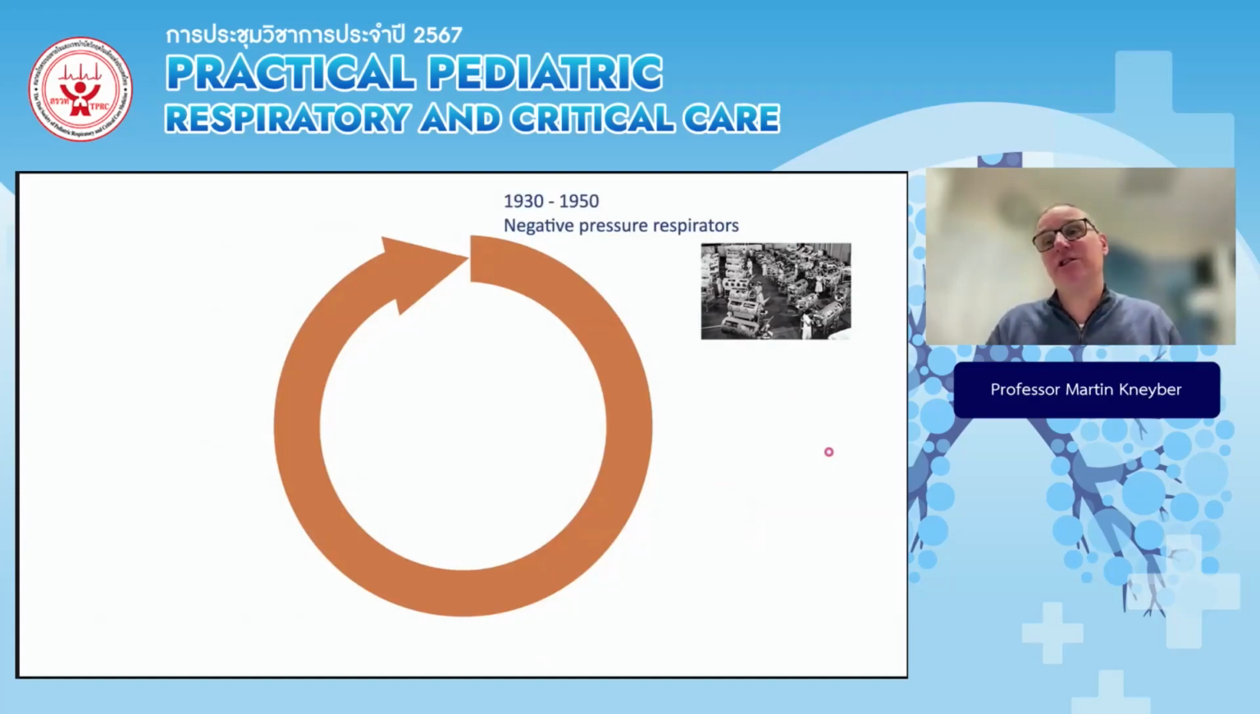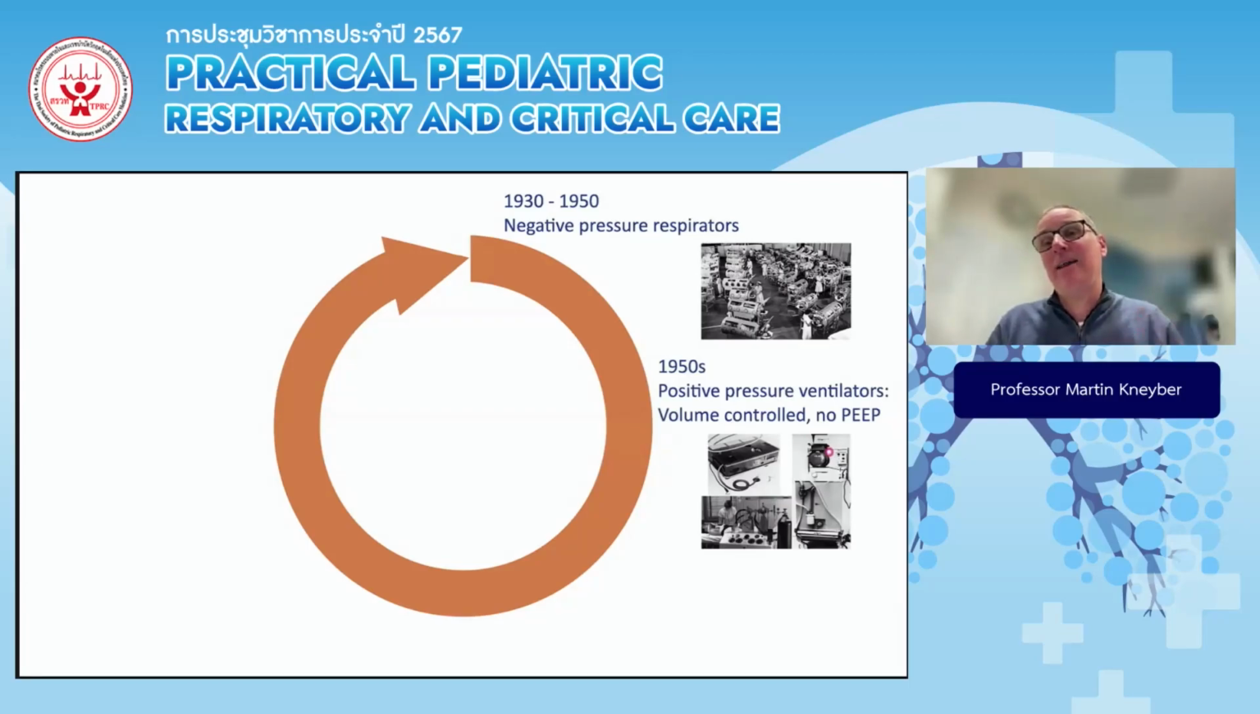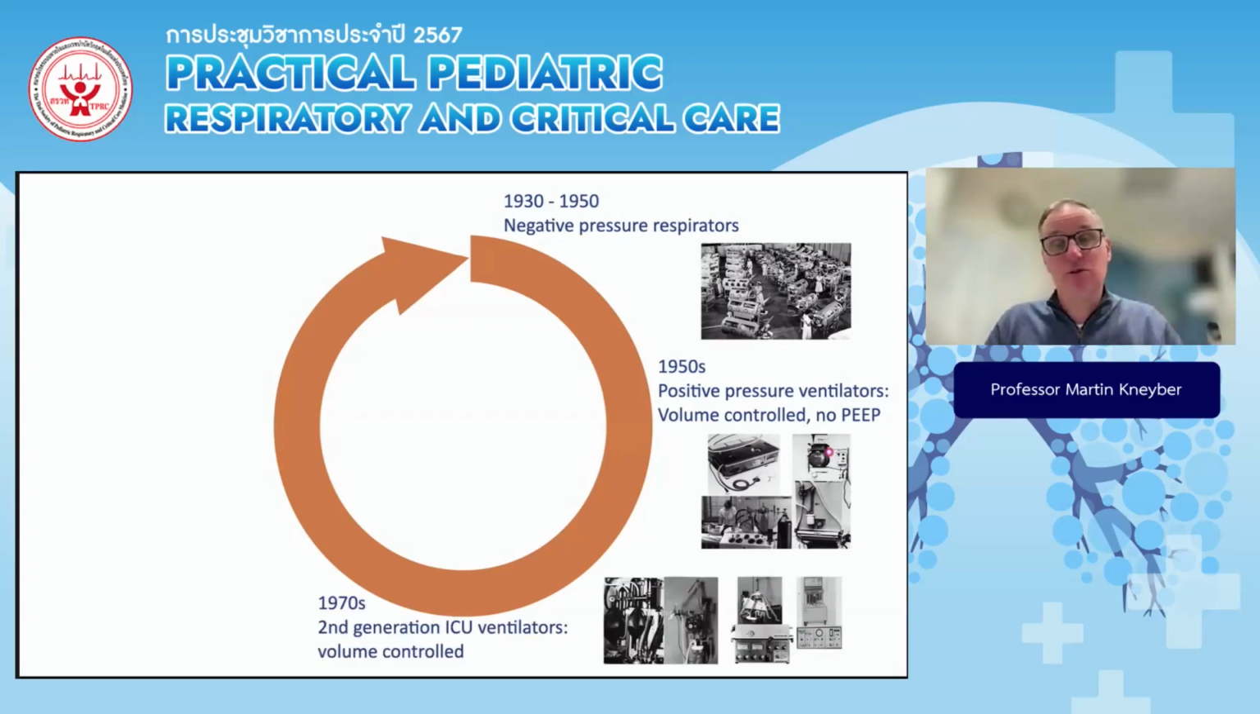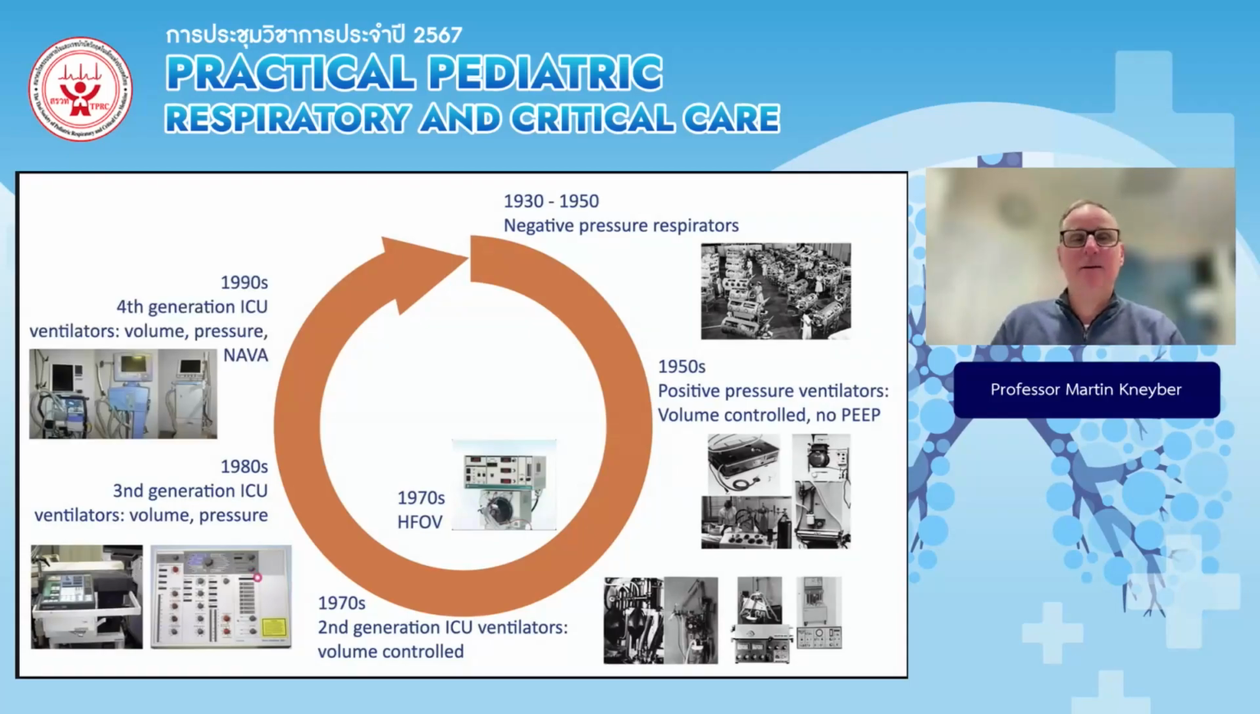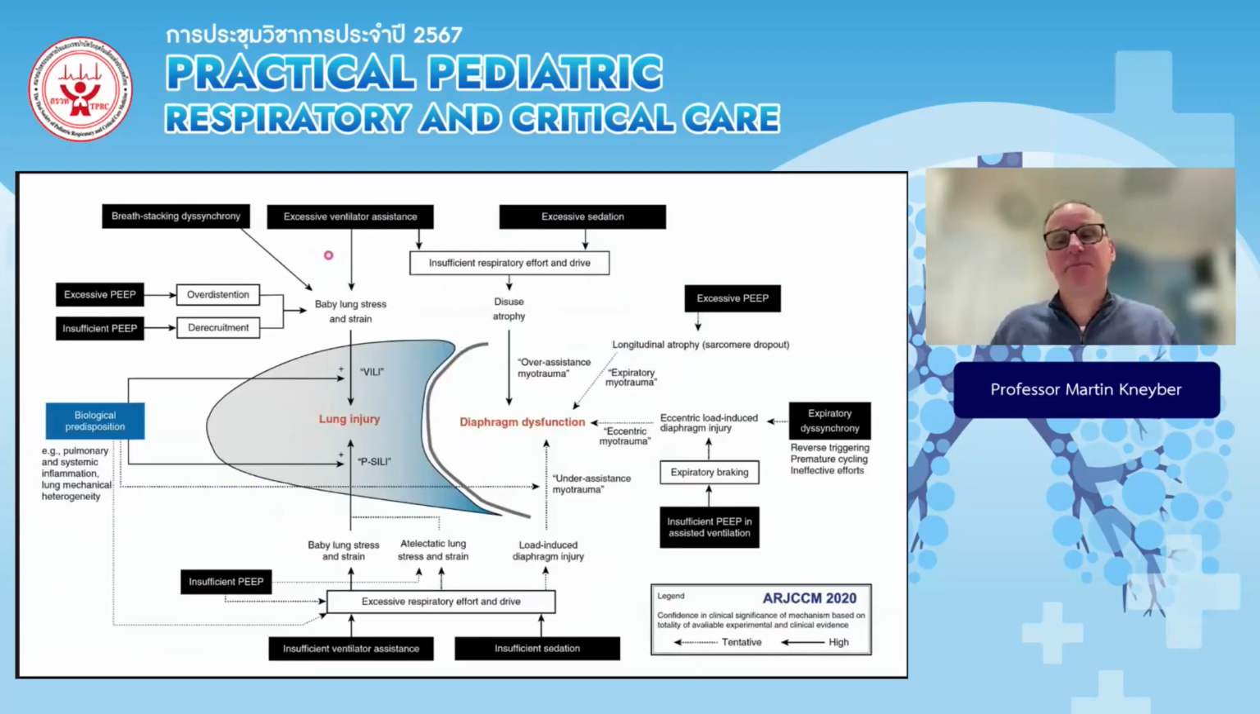So we started with negative pressure respirators, especially in the polio epidemic. And then in the 1950s, we received positive pressure ventilation, only volume controlled, no PEEP. And they were further expanded into the 1970s, but again, only volume controlled ventilators. High frequency was introduced in the 1970s. We get more sophisticated ventilators in the 80s, now also offering pressure controlled ventilation. To fourth generation ventilators like the Avea and like the Servo, and now having closed loop ventilation, proportional ventilation. So it's getting more and more complicated.